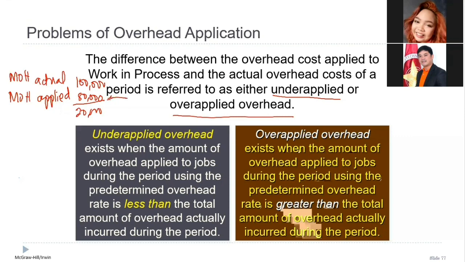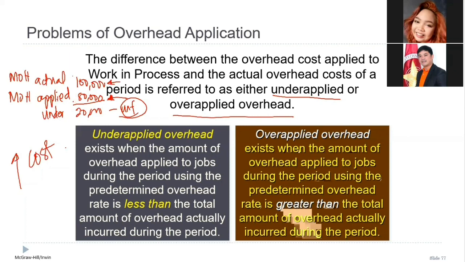Nag-apply ka ng 80,000, ibig sabihin, ito yung ginamit mo na cost, na-estimate mo na cost ng product. Pero nung lumabas yung actual, 100,000 pala, kulang. So yung under-applied pala ay unfavorable. Kapag ang isang bagay ay unfavorable, tumataas lalo yung cost natin. Diba? Kasi we have to adjust yung MOH applied natin papunta na sa actual.